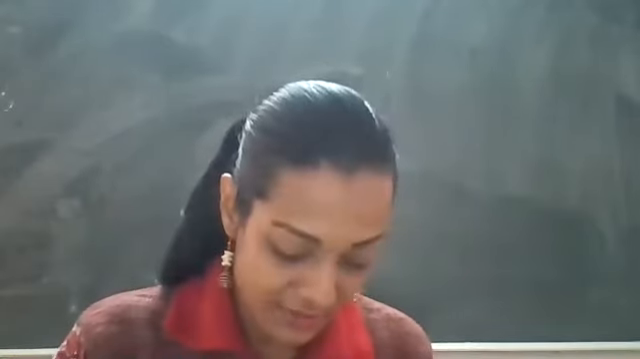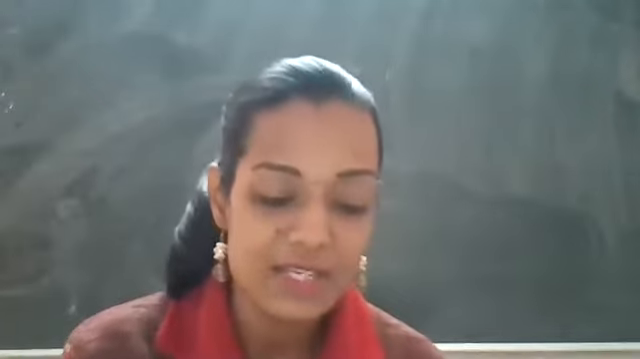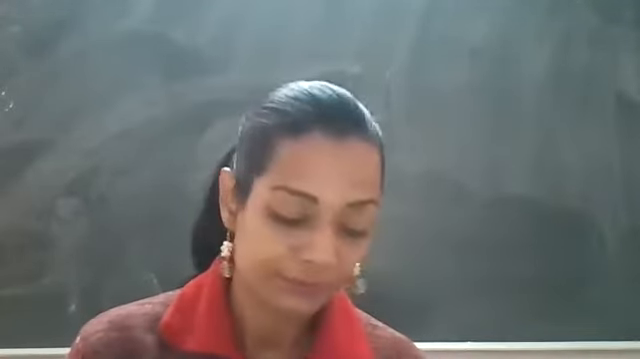Our Theorem 6.6 says that the ratio of the areas of two similar triangles is equal to the square of the ratio of their corresponding sides. That is on page number 141. Yesterday we completed one sum based on this, but now we will prove how it comes.